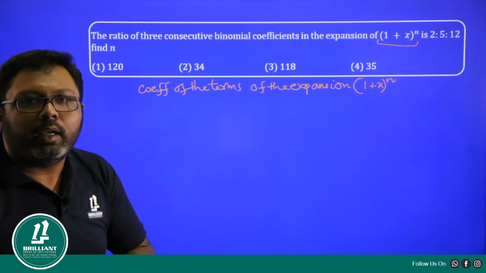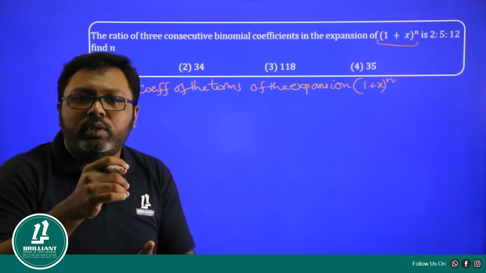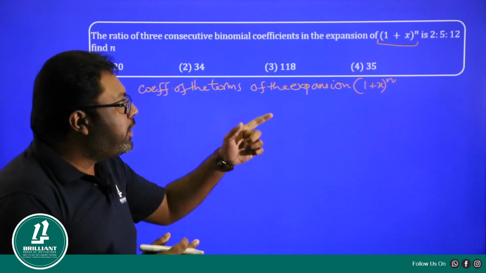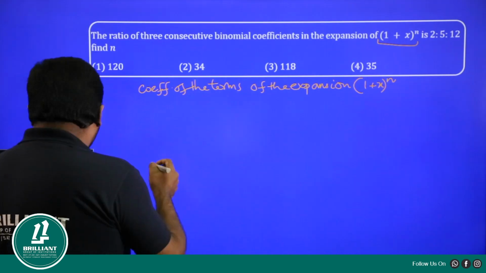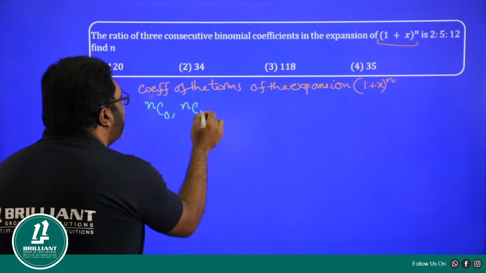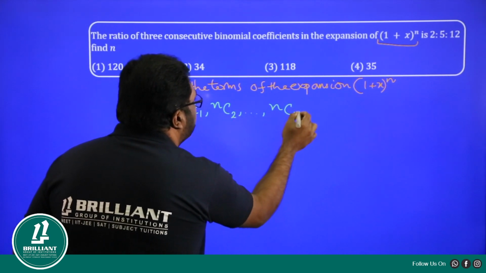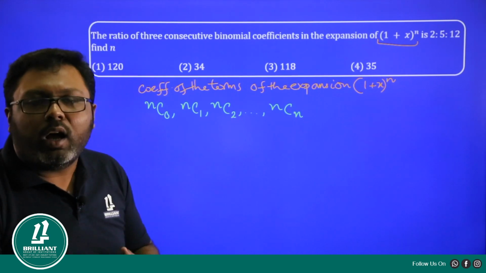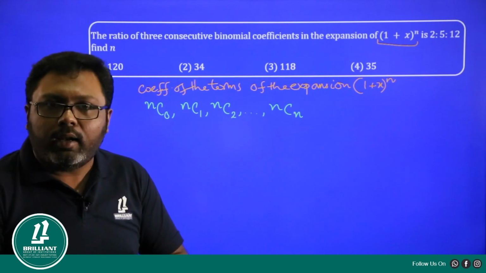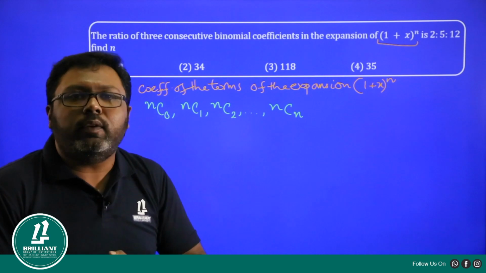You know how it looks like. Usually for binomial expansion, we use the nCr combinations as the coefficients of each term. Especially for 1 plus x power n, the coefficients of x are always nc0, nc1, nc2, etc., ncn. Always. Now they're saying that 3 consecutive coefficients.